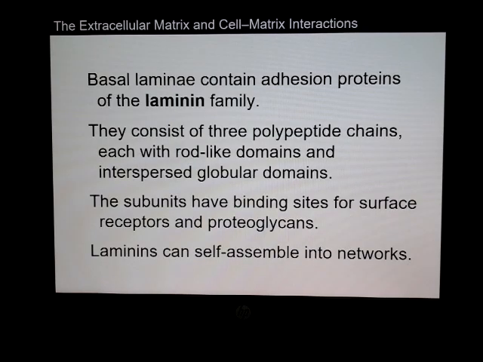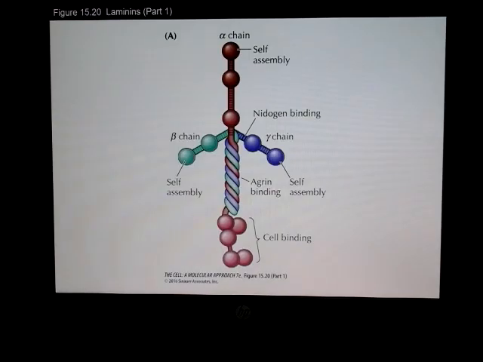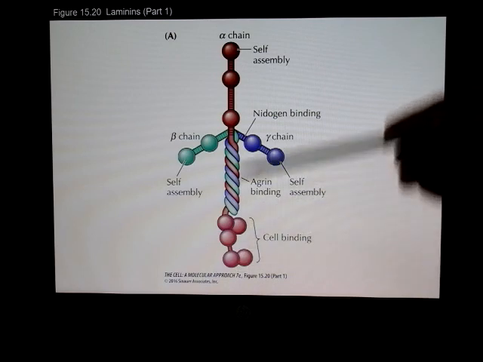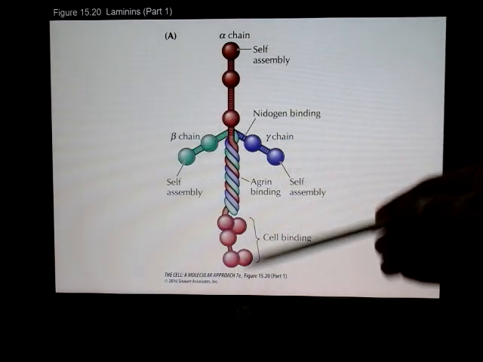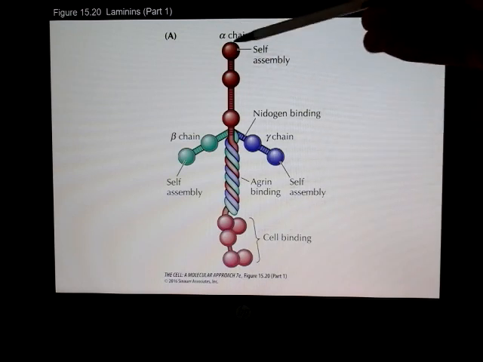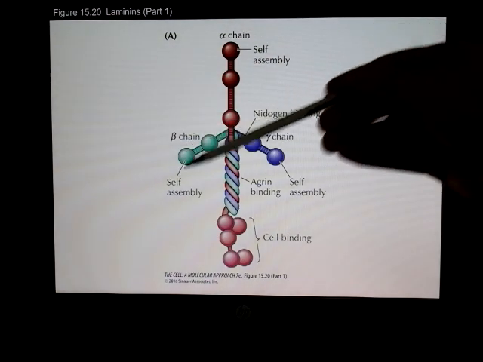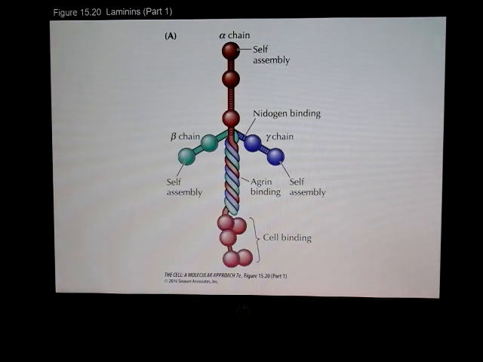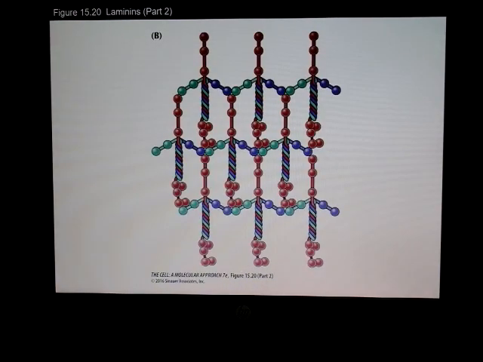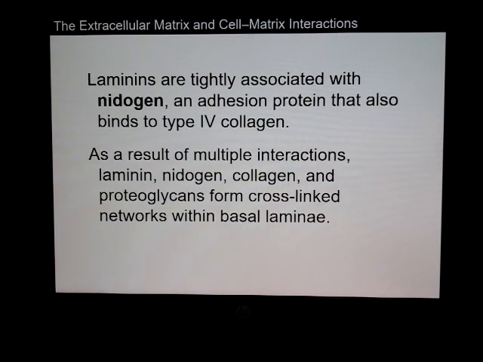Now, our basal laminae will contain adhesion molecules of what's known as the laminin family. They have 3 polypeptide chains. They're rod-like. The subunits have binding sites for surface receptors, and they can actually self-assemble into networks. And here's a pretty cool example of that. You've got various chains on here. Here's where cell binding would take place, for instance, self-assembly at the ends of these 3 chains there. And they just keep sticking together, basically.